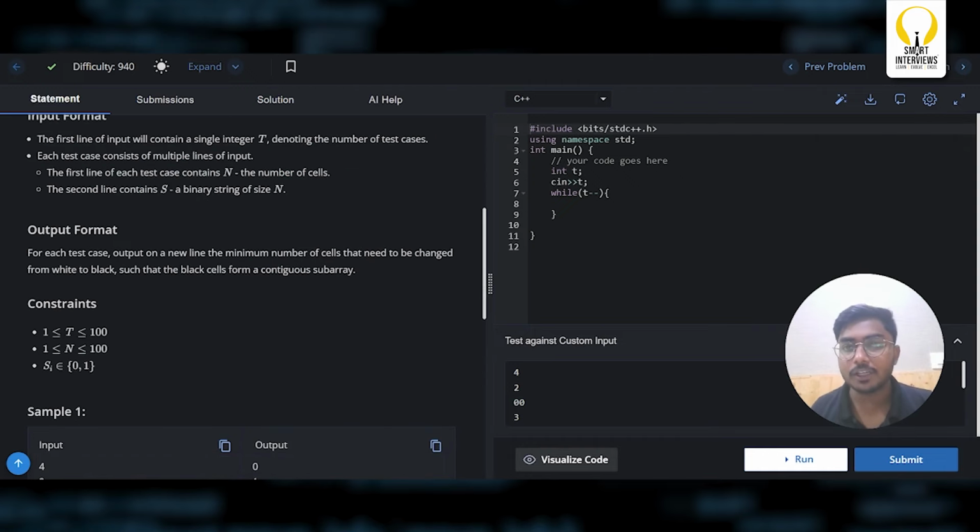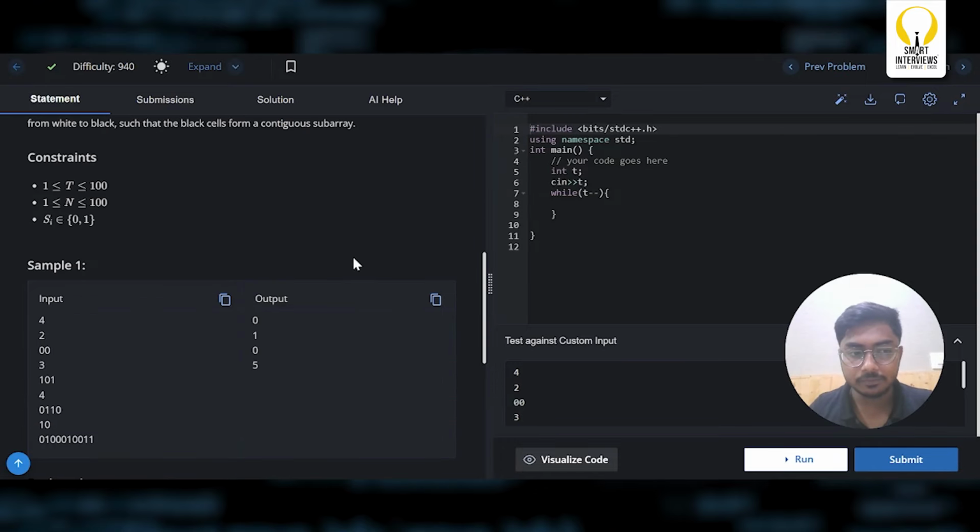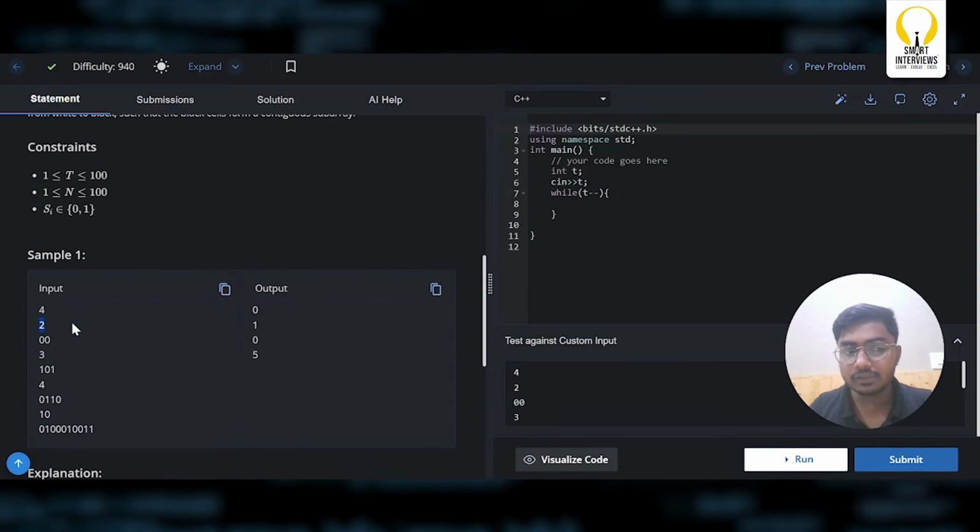Let's look at the sample input and output for more clarity. You are given the size of the canvas, how many cells there are, and the current state of the canvas. If you look at the first example, there is no black color. I don't have to do anything. The condition is already satisfied. That's why the output is 0.